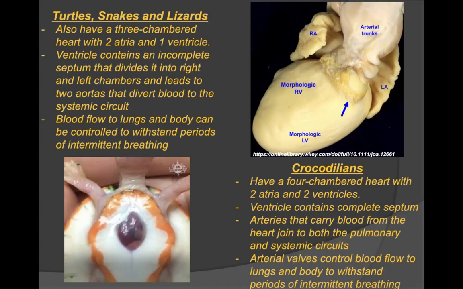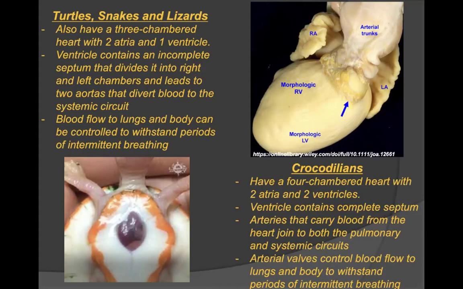Turtles, snakes, and lizards also have a three-chambered heart with one ventricle. However, their ventricle contains an incomplete septum that does divide it into right and left chambers, though not completely. The ventricles lead to two aortas that help divert blood into the systemic circuit. Blood flow to the lungs and to the rest of the body can be controlled to withstand periods of intermittent breathing.